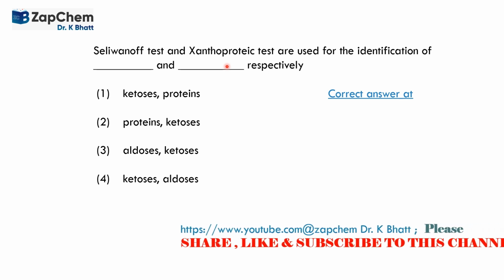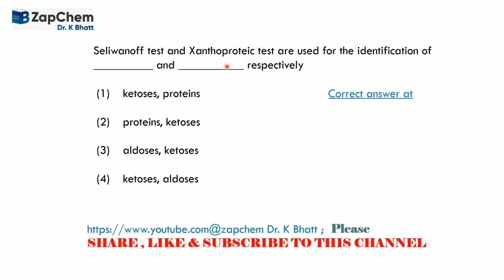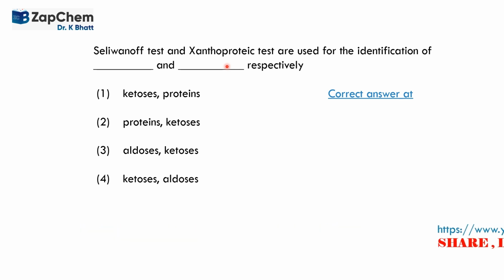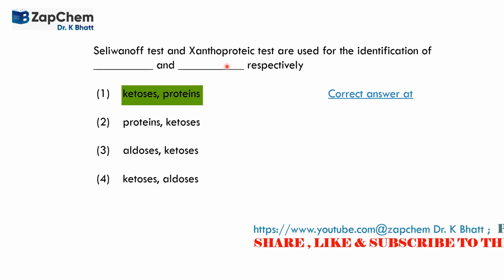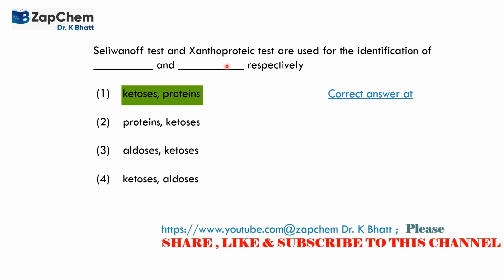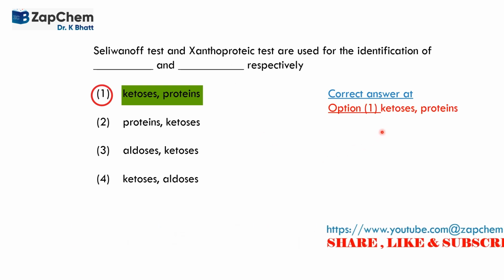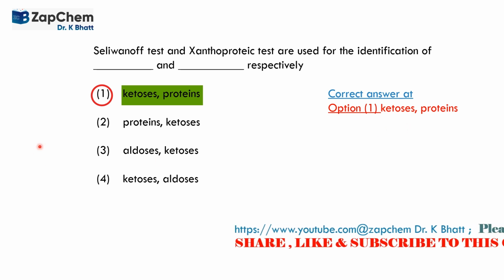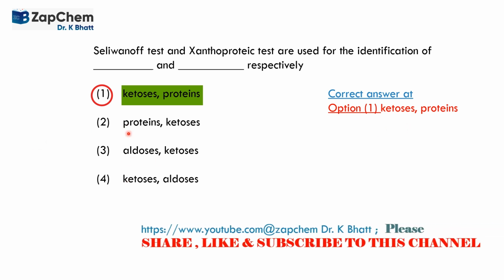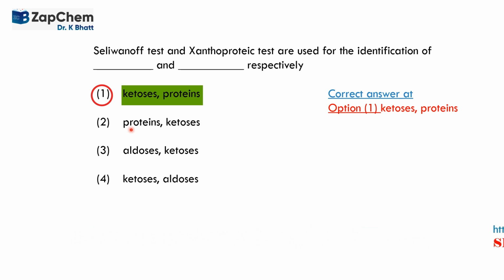So here, of course, it is a knowledge-based question and we get the answer very correctly that in this case, option 1 is correct. And therefore, the correct answer is option 1, ketoses and proteins. The other options are not applicable over here. Well, we got the answer this way.